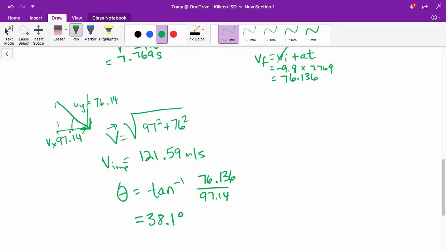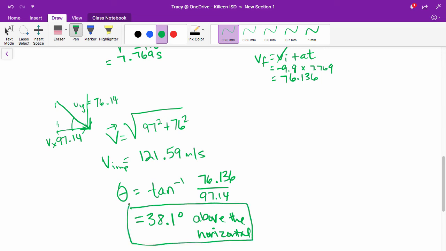And we can't really say north of east because we don't know if it was going north of east, but we can say it's 38.1 degrees above the horizon. Or above the horizontal. We don't really know what direction anything was going. We assume it was going east, but so here is our impact velocity and our impact angle.